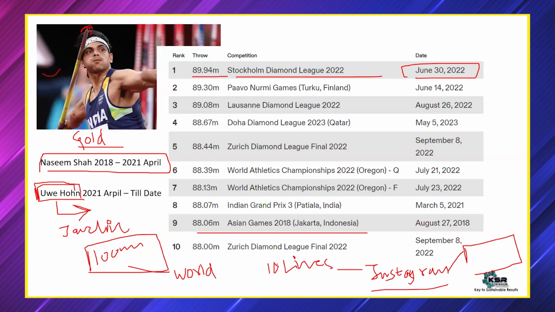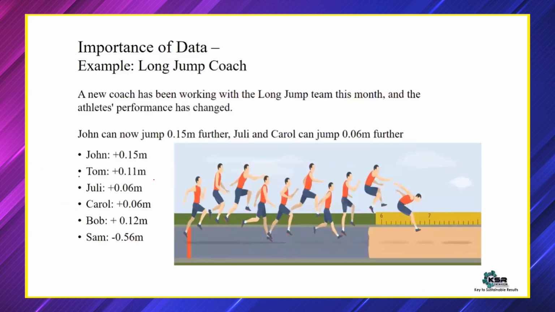Now, I'll take an example here. This is long jump information. There are multiple people here, and a coach was assigned. A new coach has been working with the long jump team this month, and this is what the athletic performance is about. Now, John was jumping around 0.15 meters, Tom 0.11, Julie 0.06, Carol 0.06, Bob 0.12, and Sam in negative. Negative means his record is not that great.